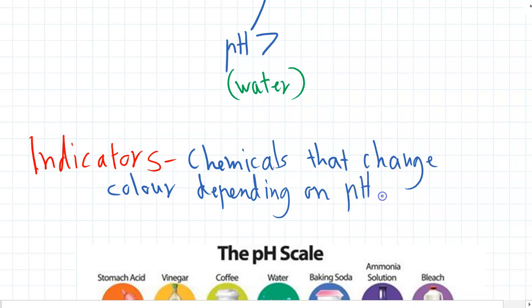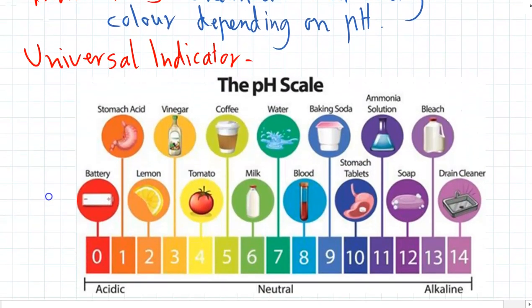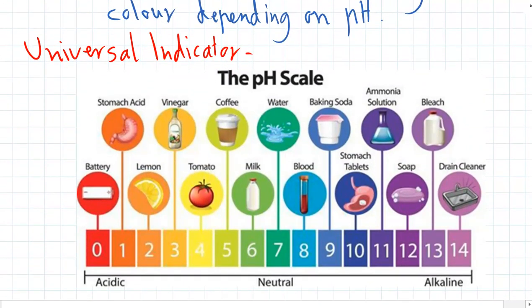So there's lots and lots of different indicators, but the best one is called universal indicator. And universal indicator is so good because it actually changes between all these colours that you can see in the diagram. Most other indicators only change between two colours, so they can really only tell you if it's an acid or a base. It can't tell you the actual pH. So universal indicator, it's the most accurate one.